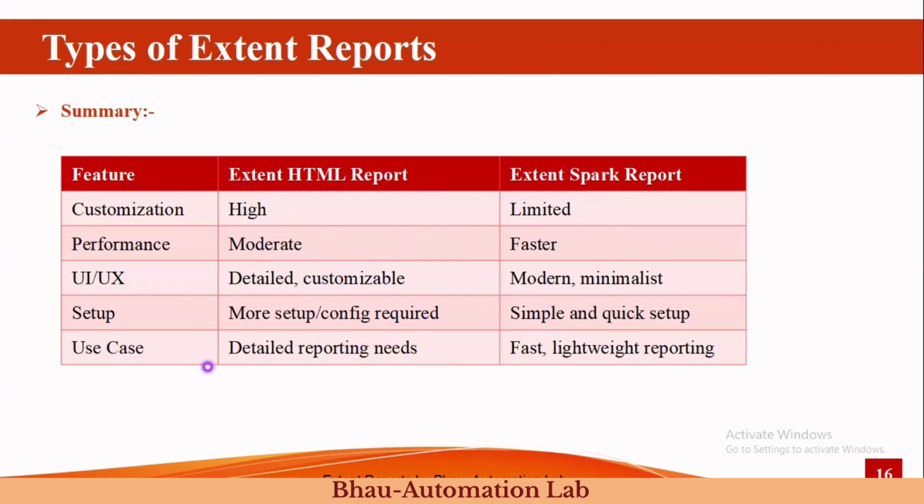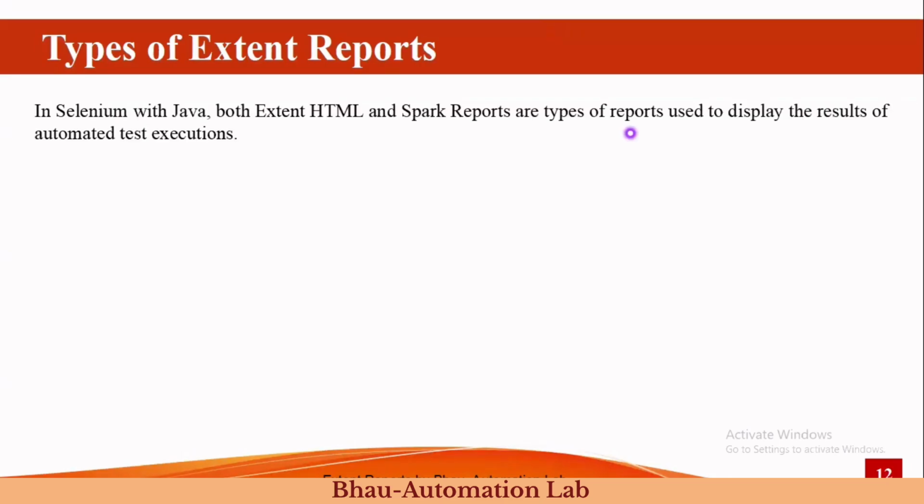So the use case is detailed reporting. When we require detailed reporting, and our clients want detailed reporting, then we can use the Extent HTML report. But if you want a fast and lightweight reporting process, where we only want a reporting process, then we can go for this Extent Spark report.